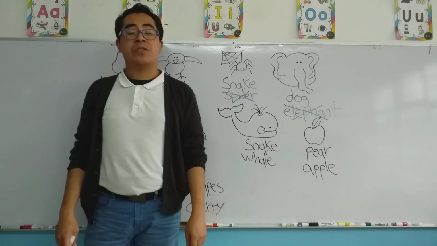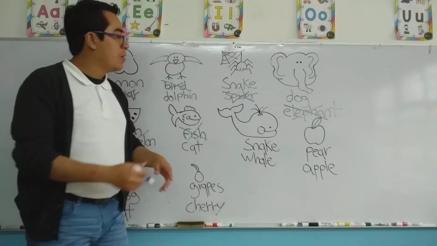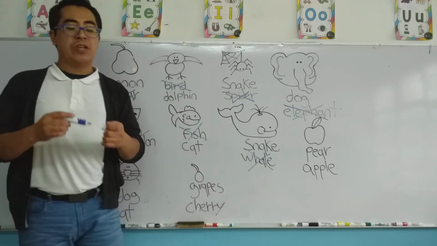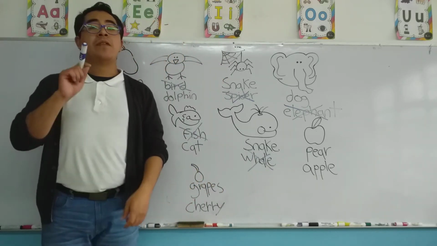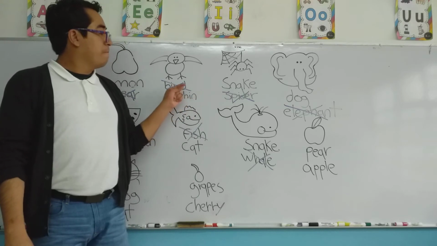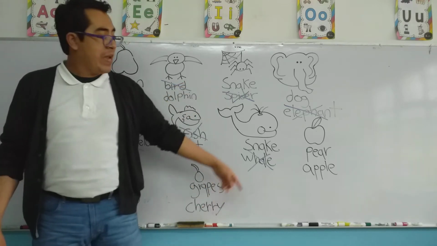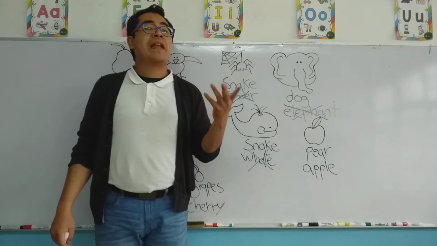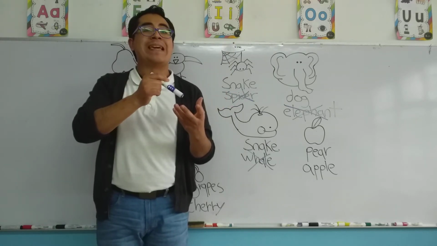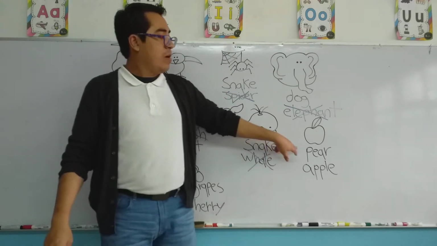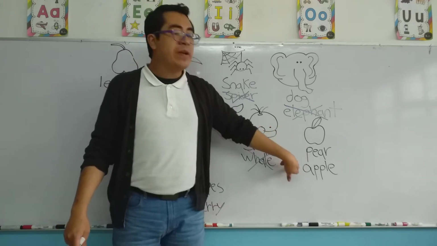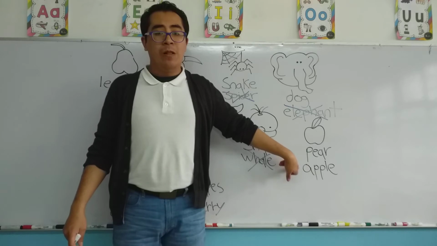Whale, very good. Option number 2, whale. Remember, whale in Spanish, ballena. Number 8, okay? We have a picture of a fruit. Now the color of this fruit is red. And on it says pear, under it says apple.